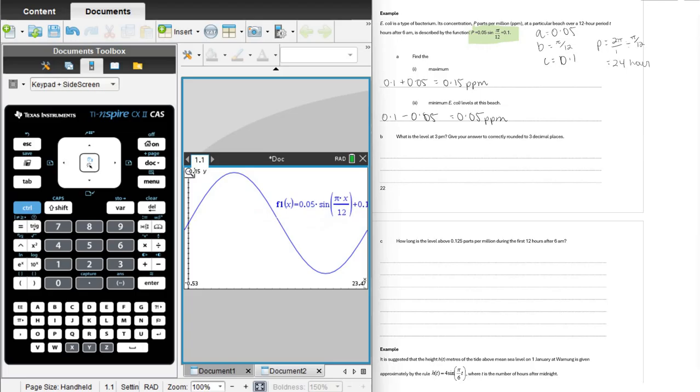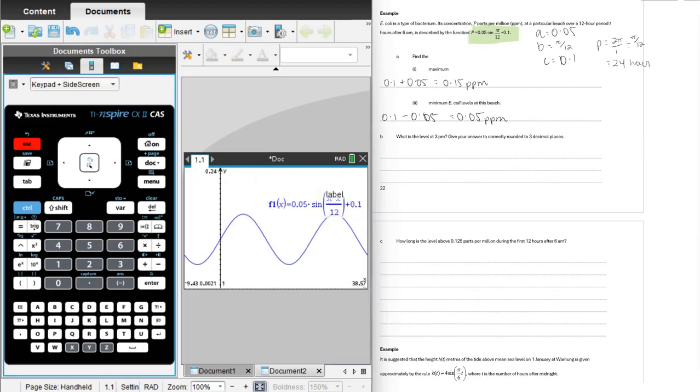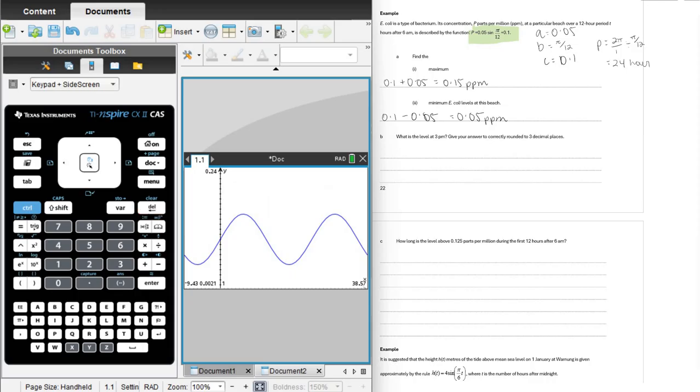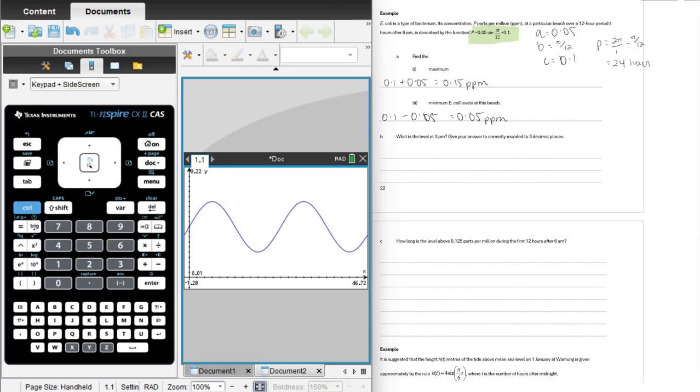Okay, it just fits it nicely on your screen. I like to then just get rid of that label there because we don't really need it if you're not graphing multiple things and you can't tell which one's which. So in this case, I've just got my nice little sine graph here.